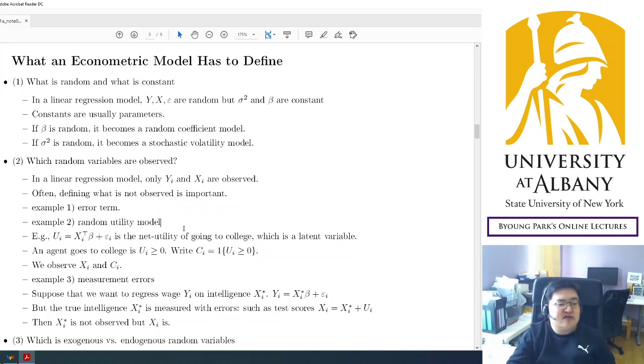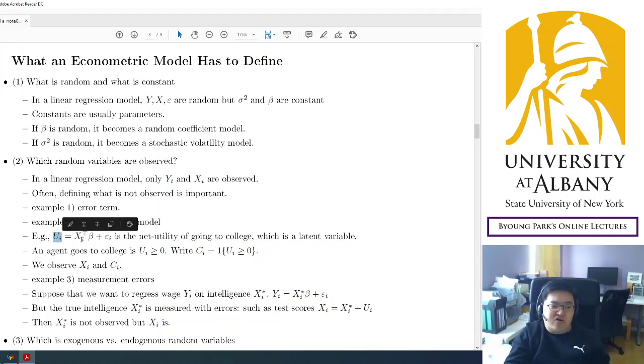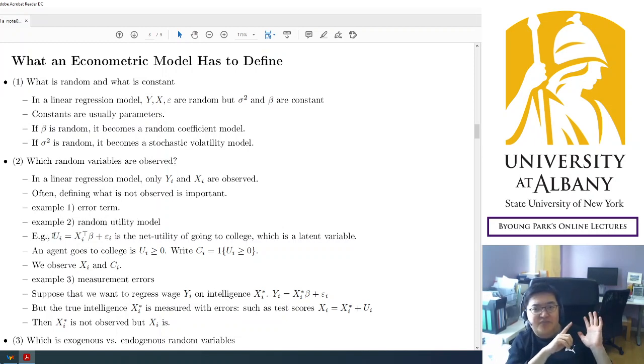Suppose that you have to decide whether you go to college or not. It is a 1 or 0 decision, going to college or not. Economists usually model this decision in this way. Assume that u_i is individual i's net utility when she chooses to go to college, and we assume that the utility is a linear function of x and epsilon.